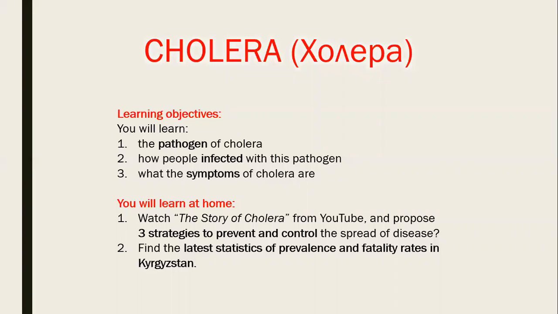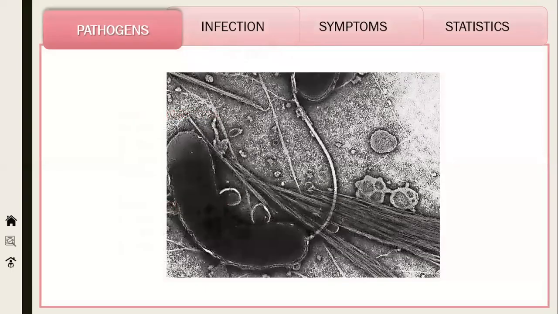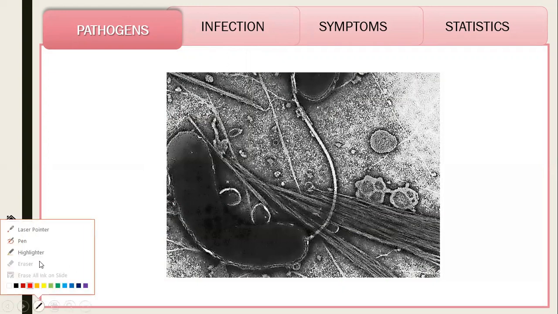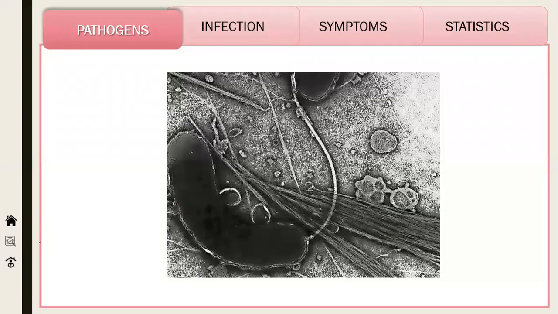So if we talk about the pathogen of cholera, it is a bacterium. Of course, when we are talking about pathogens, it can be a virus, or bacteria, or fungi or other organisms. But the pathogen of cholera is actually bacteria. So cholera is a bacterial disease. And as you see in this picture, this bacteria has a kind of comma shape with its long flagellum.